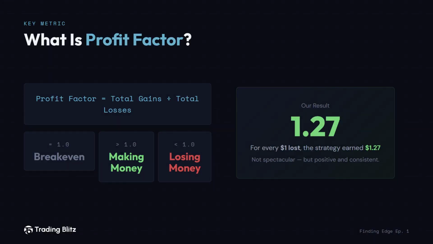So what is a profit factor? This is the total amount of money that the strategy earned divided by the total amount lost, which inherently includes the win rate. So our profit factor came in at 1.27. A profit factor of 1 means that you broke even. Above 1 means that you're making more than what you're losing. And at 1.27, we earned $1.27 for every dollar that we lost. It's not spectacular, but it's positive and it's consistent.